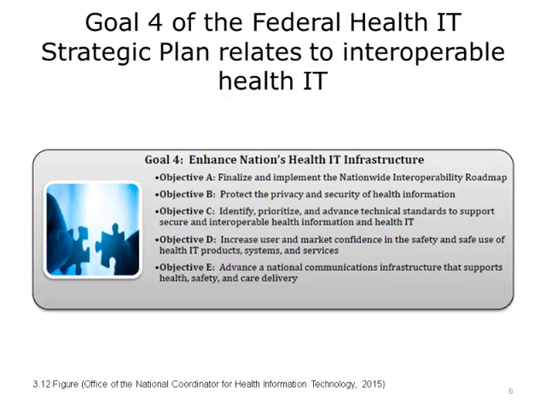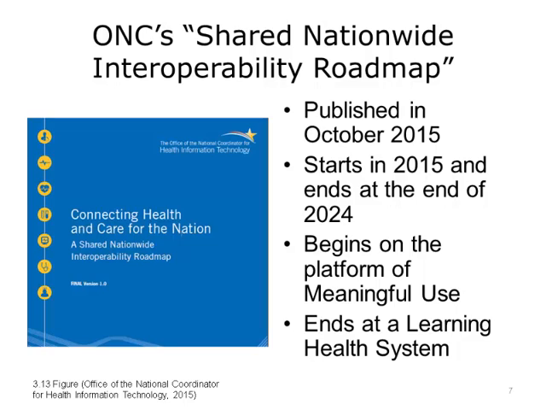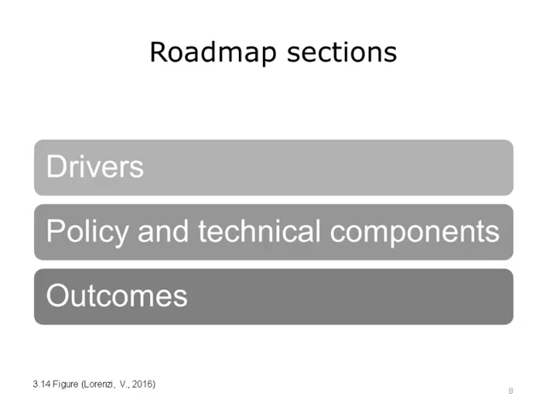If you look at all of these objectives, you can see most of them talk about the nation's health IT infrastructure, including interoperability. Objective A specifically calls out the creation and implementation of a roadmap to interoperability. ONC published that roadmap in October 2015. It's called Connecting Health and Care for the Nation, a shared nationwide interoperability roadmap. Let's look at this journey and its sections.